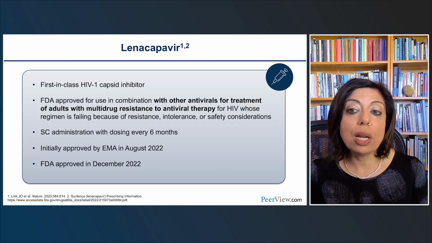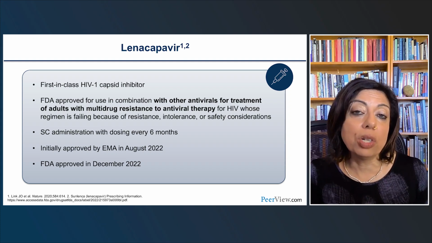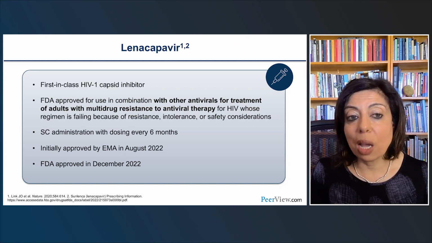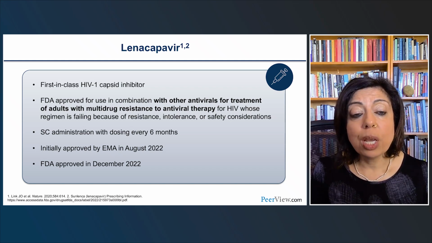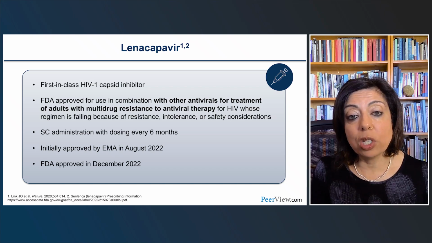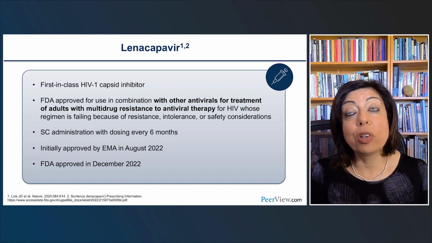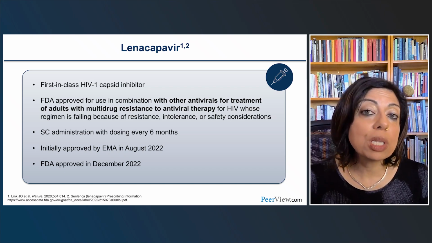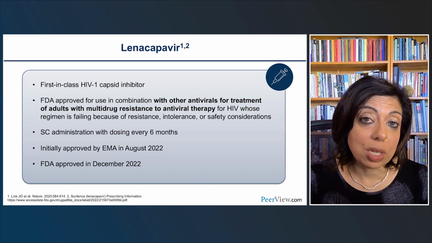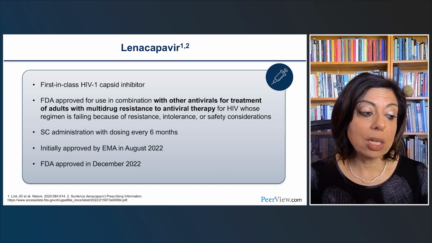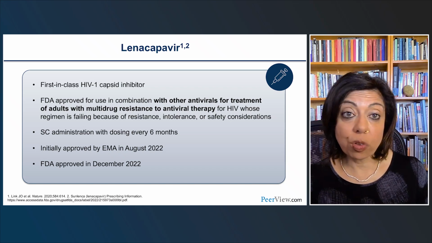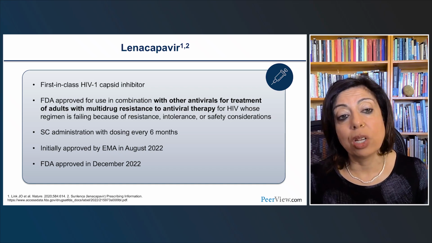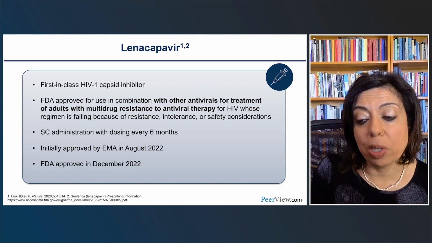I want to just give the data on one other long-acting ART medication that's available and approved in the US, which is lenacapavir. This was approved in December of 2022, but the data for lenacapavir is much more limited than what we have for cabotegravir and rilpivirine to date. This has been studied essentially in multi-drug resistant virus. And the reason that it would be useful for MDR HIV is because this is a first-in-class medication, a new class of medications, which is called a capsid inhibitor.